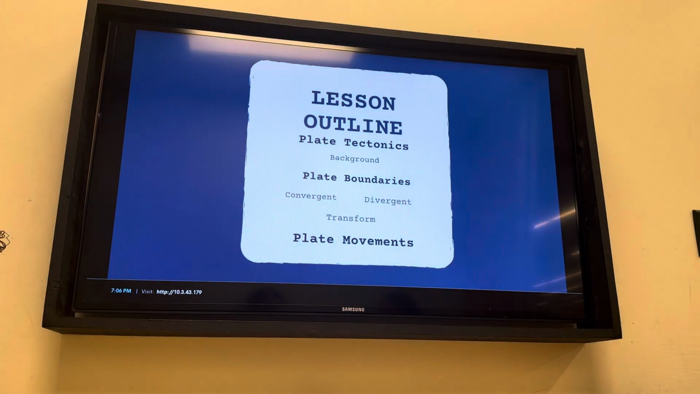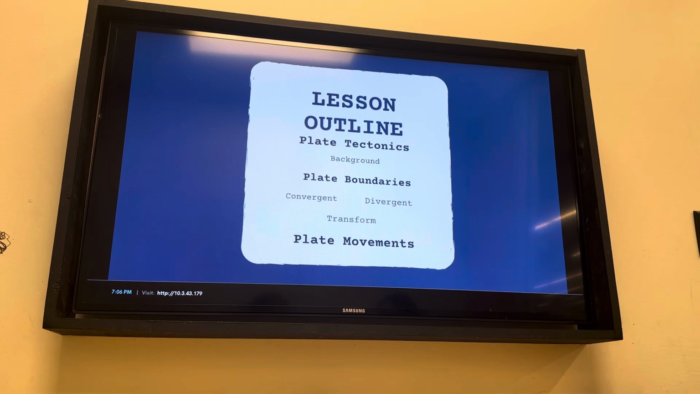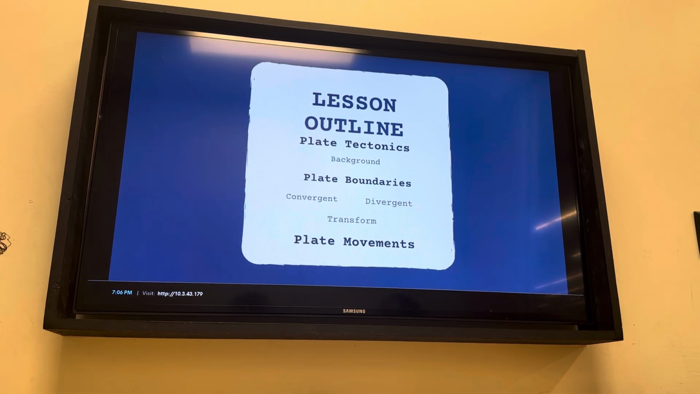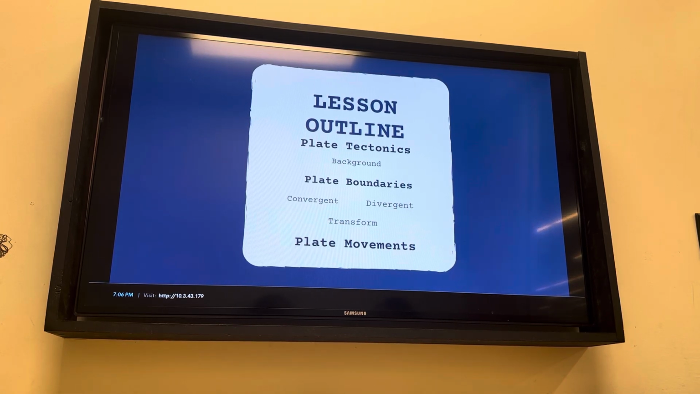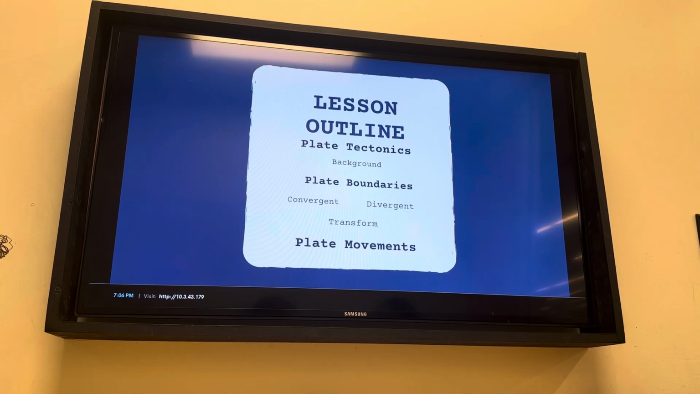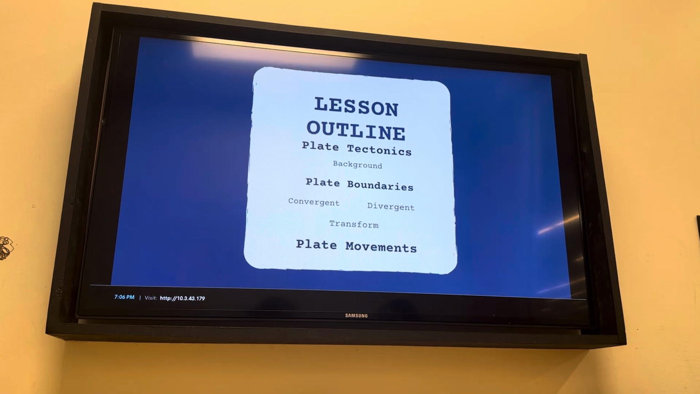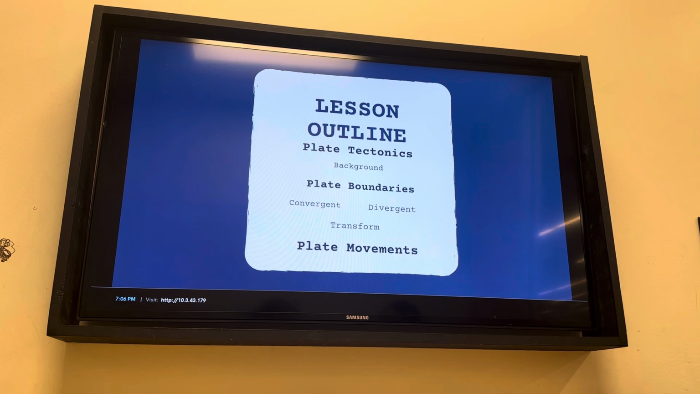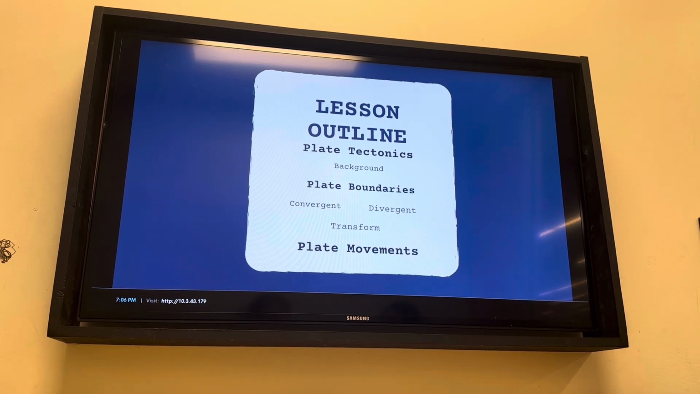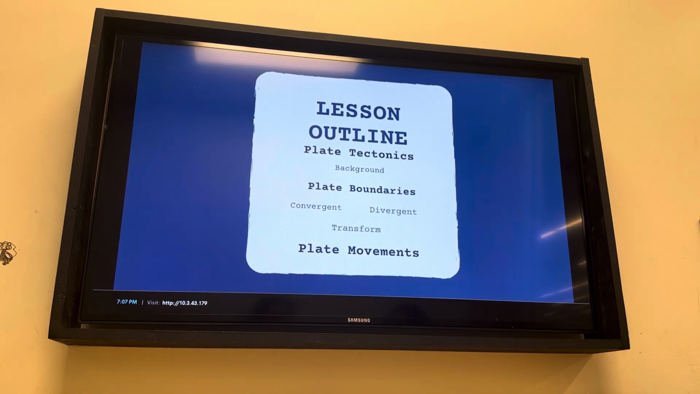So our lesson is going to outline what we will be focusing on in our presentation. We're going to be focusing on three things, which are plate tectonics, plate boundaries, and plate movements. Regarding plate tectonics, we're going to give a little background on the discovering of plate tectonics. For plate boundaries, we're going to talk about the three kinds of plate boundaries, which are convergent, divergent, and transform boundaries. Lastly, for plate movements, we're just going to give a general outline of what it is exactly, how, and what that works.